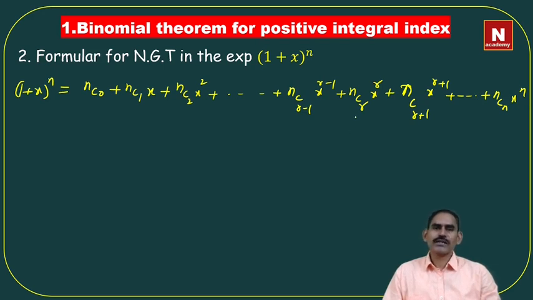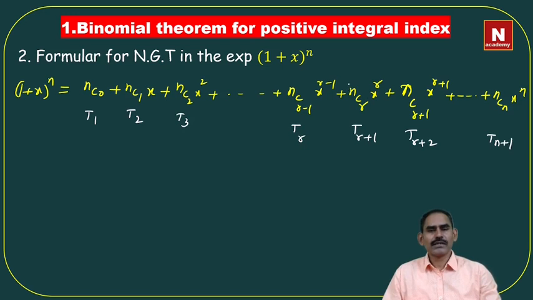Let us assume that the general term is the numerically greatest term. See here, this is the first term, second term, third term, and so on. This is the rth term. This term is called the general term, the (r plus 1)th term. This is the (r plus 2)th term and so on. This is the (n plus 1)th term. Here we are assuming that this term is the numerically greatest term.